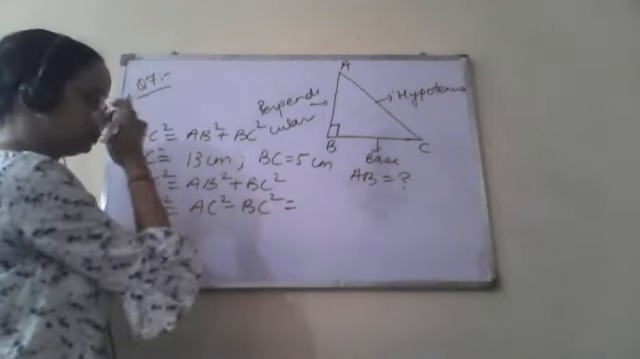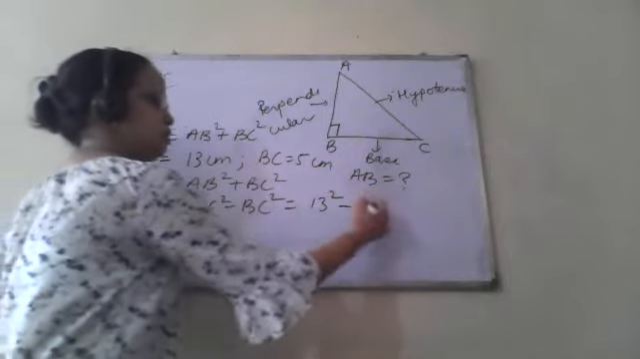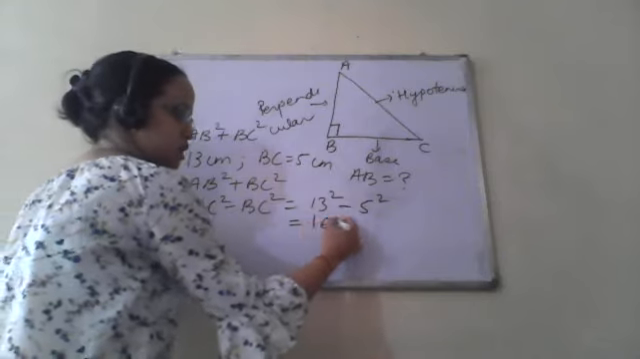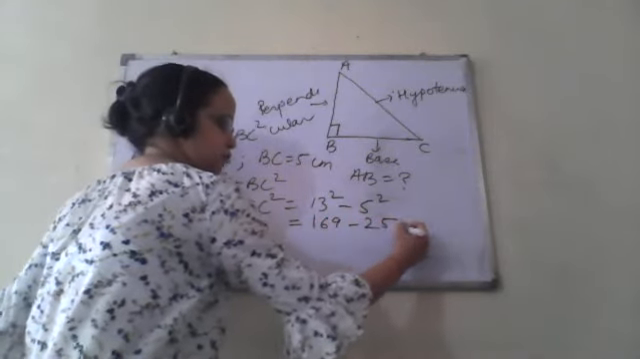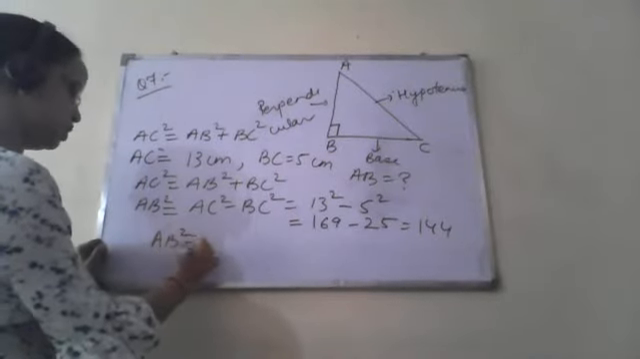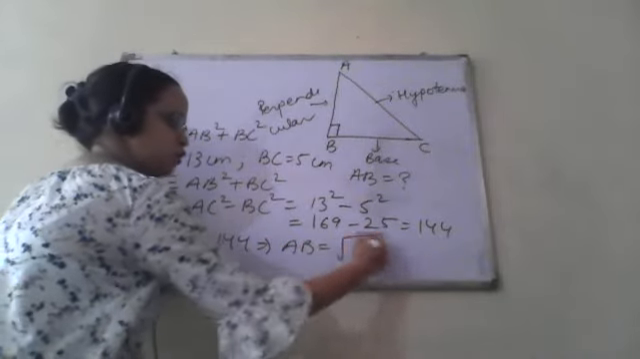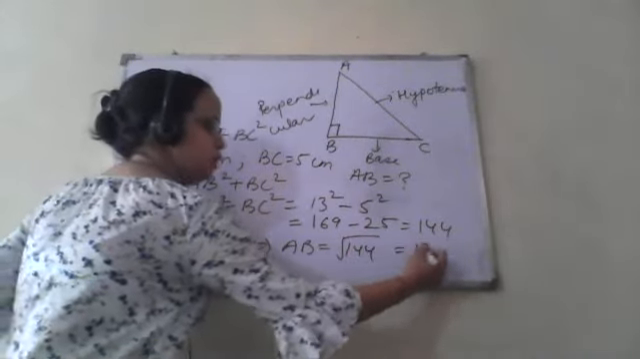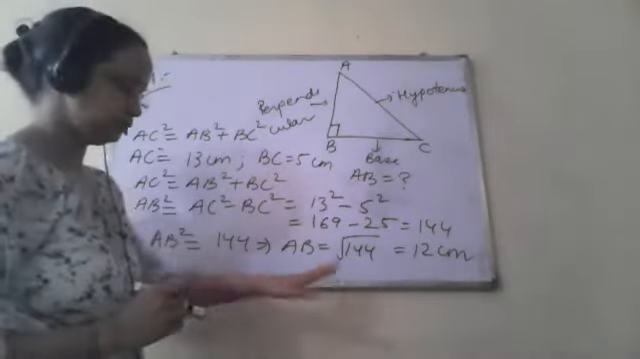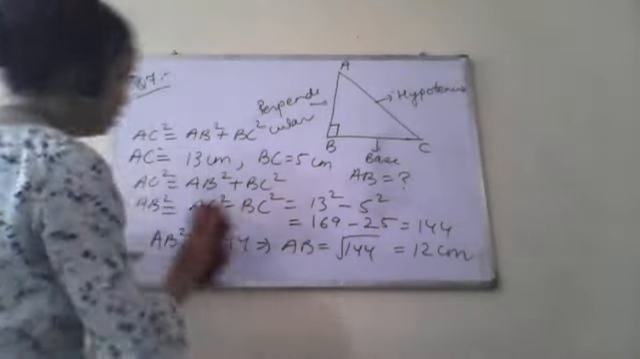Okay, AC is 13 square minus BC is 5 square. So 13 square is 169 and 5 square is 25. It comes 144. So the value of AB square is 144. Therefore AB will be square root of 144. It comes out to be 12 centimeter. Fine. You can calculate by prime factor or long division method. It is up to you. Now question number 8.